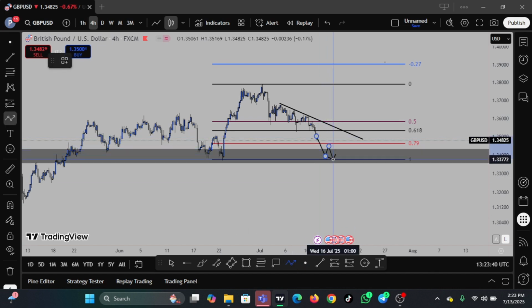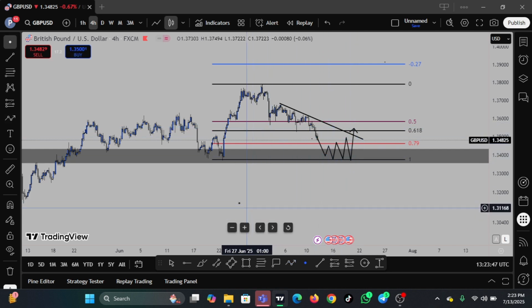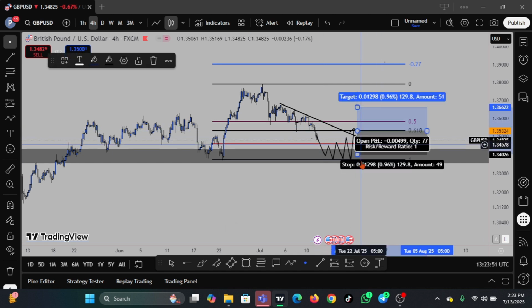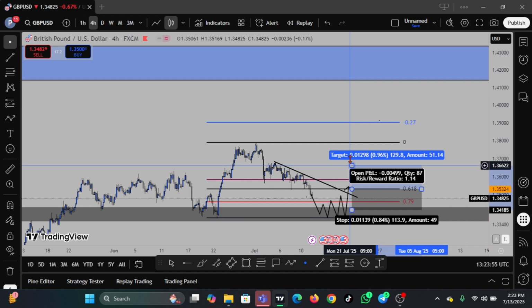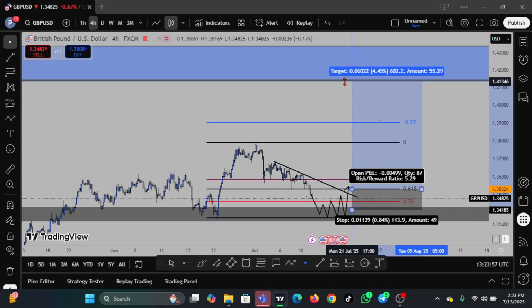Because we can, Monday, Tuesday, price can dance around in this region and then eventually we break above, telling me that we have successfully bounced off from this region. Then I will be so confident to come here and place my buy trade, and I want to make sure to target the next resistance.